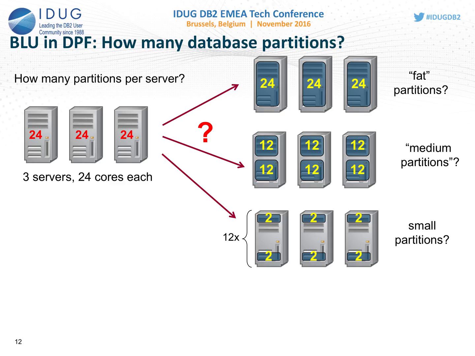But this is a lot less relevant for BLU, because the SMP parallelism for BLU is a whole new implementation that we did in 10.5. So BLU queries parallelize really, really well even within each partition. So just for that reason, you don't need to have many small partitions.